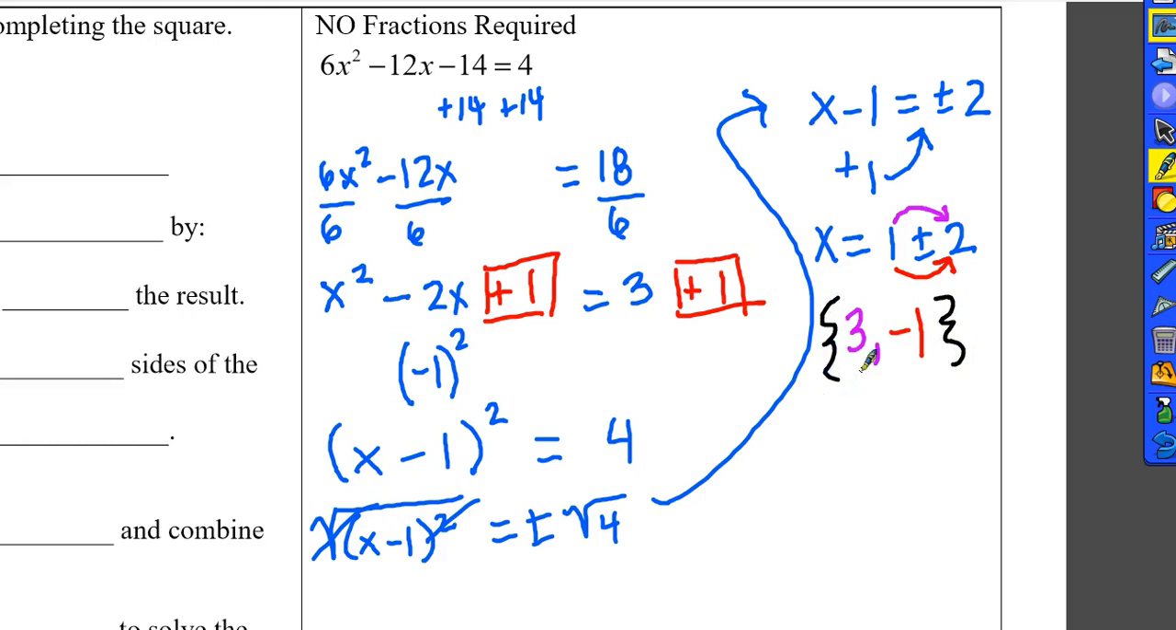And I'm already going, I so would have rather factored that. I got 3 and negative 1. I could have factored that. But that's okay. You're seeing that completing the square works. It's just cumbersome. Okay, so it's not bad when a divides out, it doesn't create fractions.